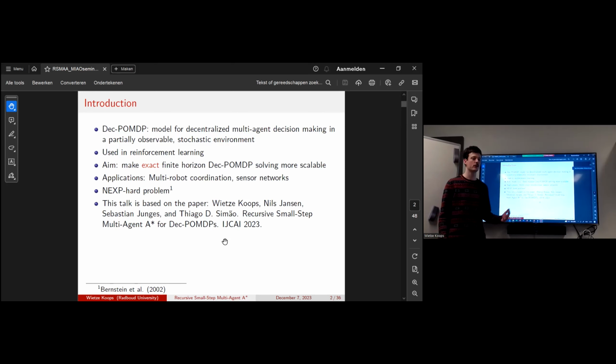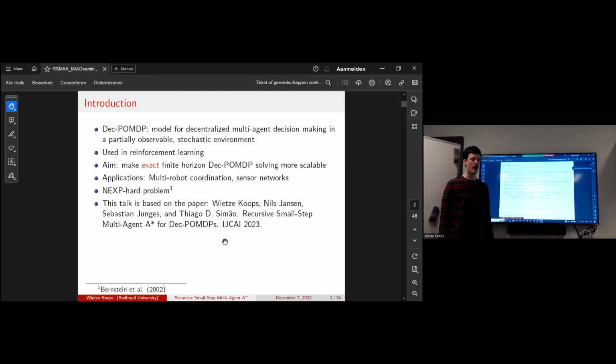The aim of the research this talk is about is to make exact finite horizon Dec-POMDP solving more scalable. Applications of these Dec-POMDPs include multi-robot coordination and sensor networks. There are multiple sensors that are trying to survey a whole area, and they need to decide where to look when something is happening.